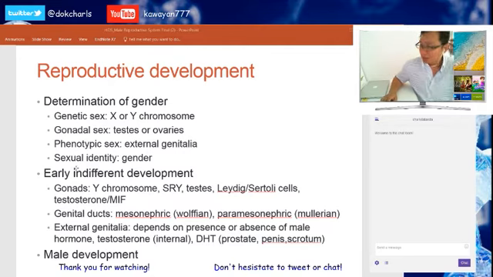The mesonephric duct or the Wolffian duct and the paramesonephric duct or the Mullerian duct are mesodermal derivatives that form the male and female genital duct systems respectively. So for the males, what develops is your Wolffian duct. For the females, what develops is your Mullerian duct.